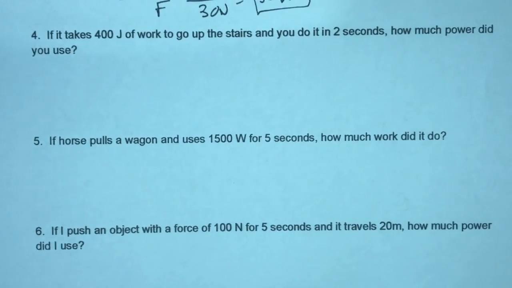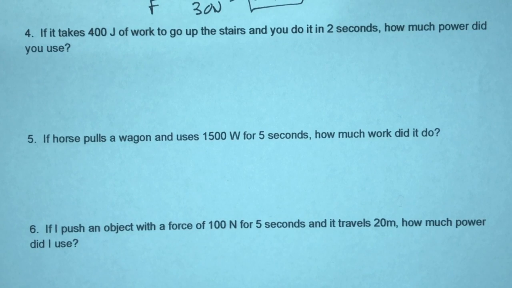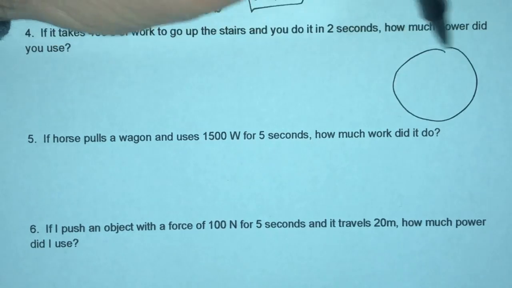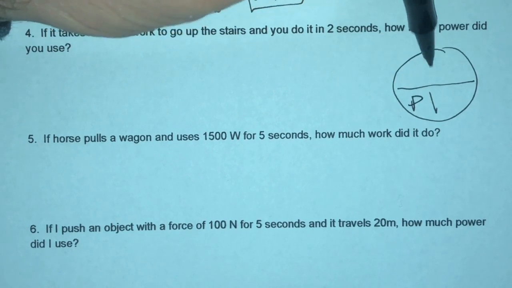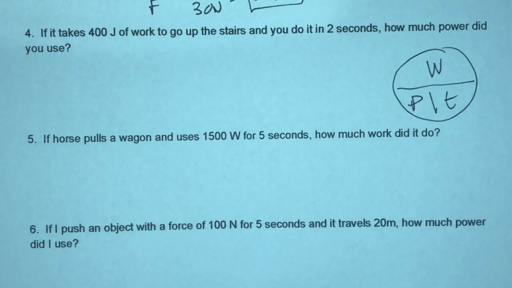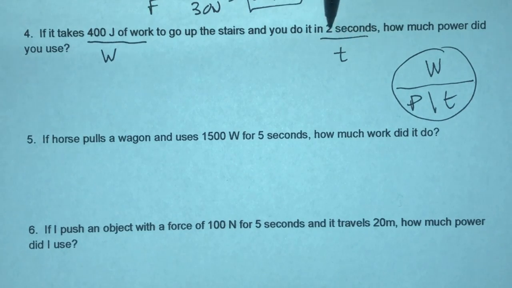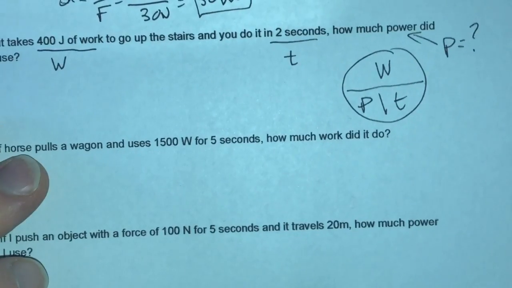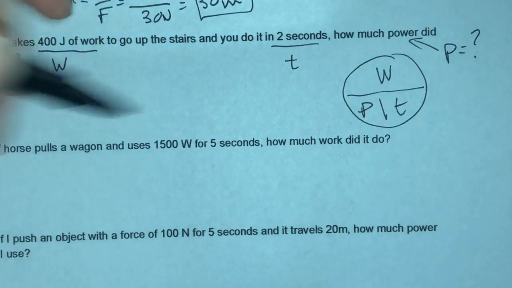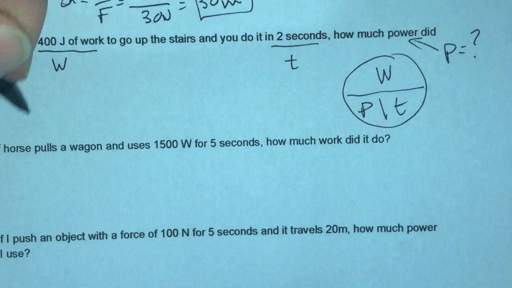All right, now let's do some power problems. Number four, if it takes 400 joules of work to go up the stairs and you do it in 2 seconds, how much power did you use? All right, so first of all, here are the power equations again. Power equals work divided by time. And so we start out, we have 400 joules of work. We do it in 2 seconds. And the question is, how much power did we use to do that? Well, P equals W over T.